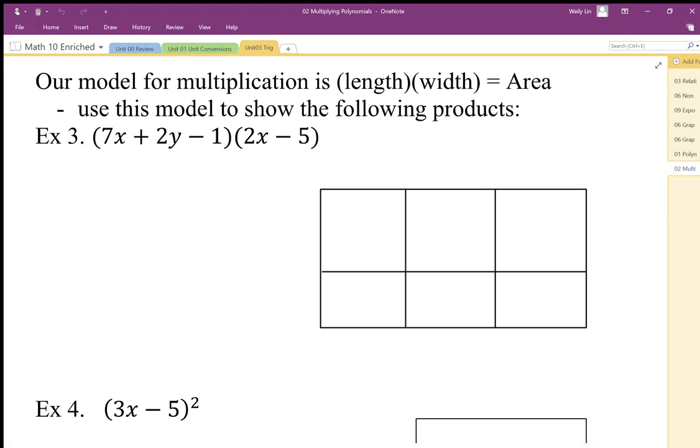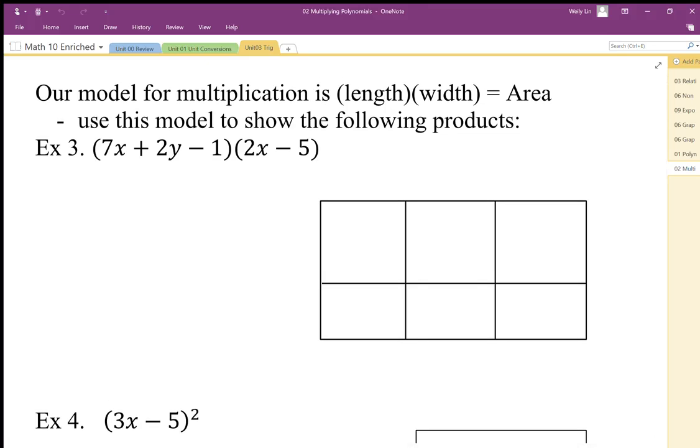The model that we use for multiplication is length times width equals area. So we can use this model to keep track of our distribution of terms when we have polynomial expressions. So I'm going to show this as my length, 7x plus 2y minus 1. And I'm going to show this other term as my width. So I have length times width.